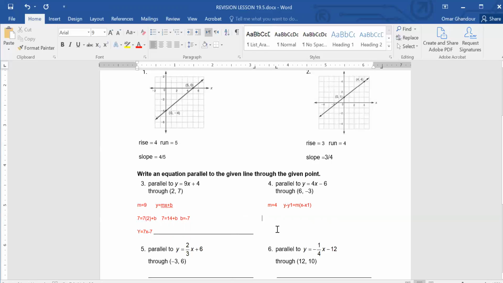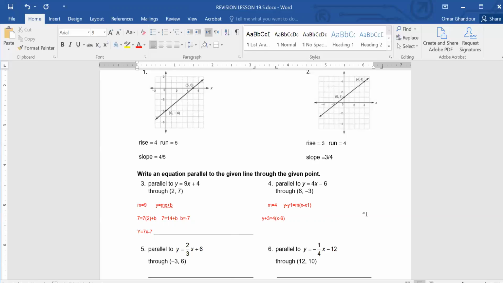So it's going to be y minus y1, which is -3. So y minus -3, and minus minus is plus, so y plus 3 equals m, which is 4, open bracket, x minus x1, which is 6. And you are done.